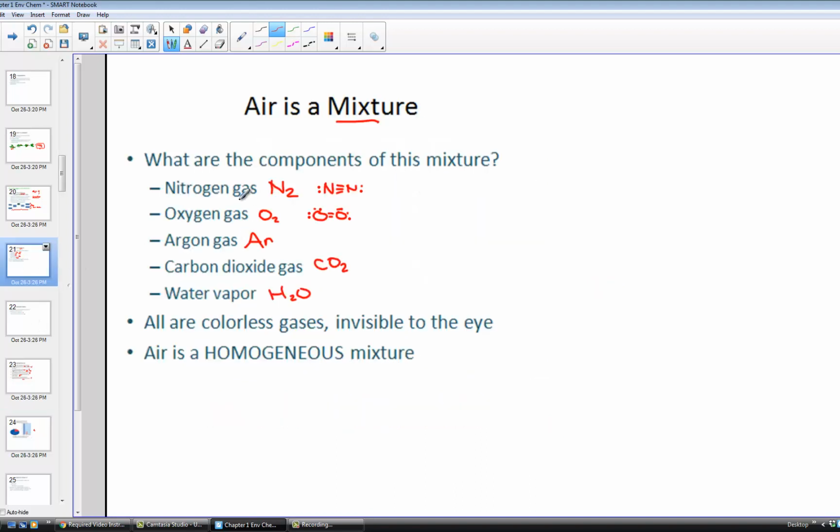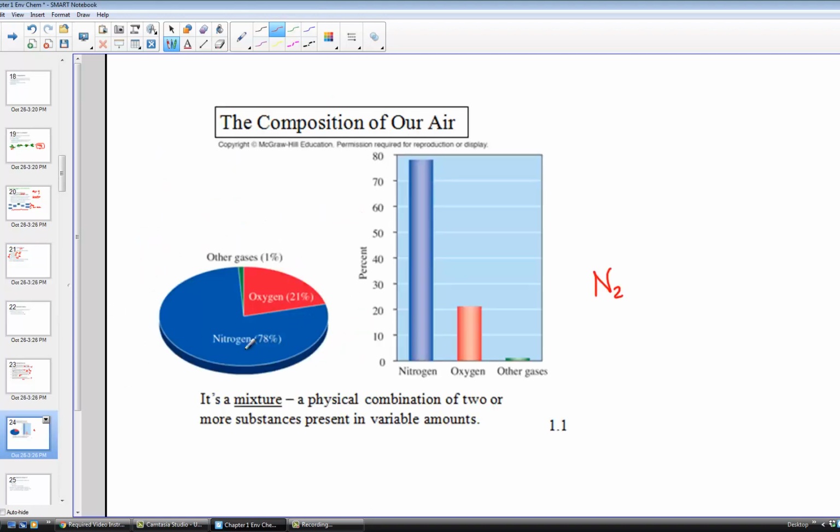So remember this part here? We had about 78% nitrogen, oxygen about 21%. These are what they're calling all other gases, even the pollutants that we'll soon learn, like ozone or sulfur dioxide, nitrous oxide, all of those other pollutants that come out of industrial waste, still make up less than 1% of the overall composition. So the vast majority is nitrogen.